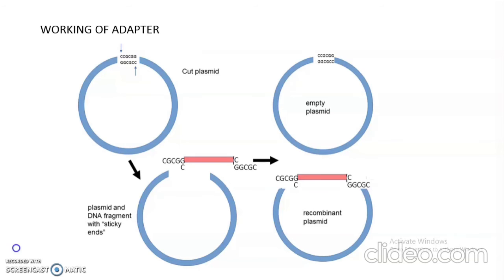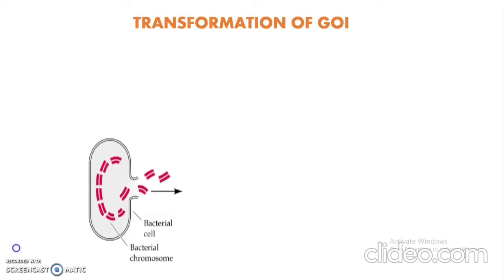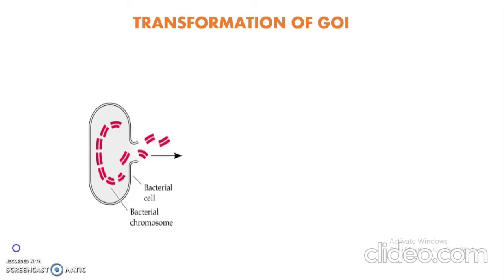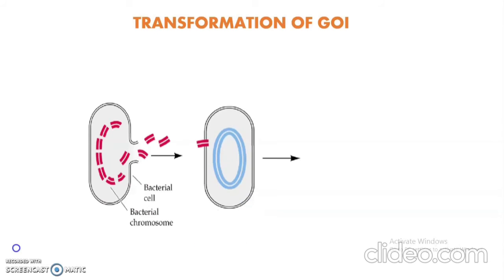Followed by the manipulation, the next step is the transformation. Transformation is the ability to transform bacteria to induce the uptake, incorporation, and expression of foreign gene material. This was first demonstrated by Griffith when he transformed the non-lethal strain of bacteria into a lethal strain by mixing the non-lethal strain with heat-inactivated lethal bacteria.